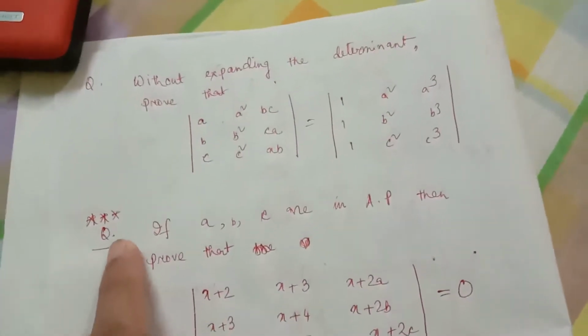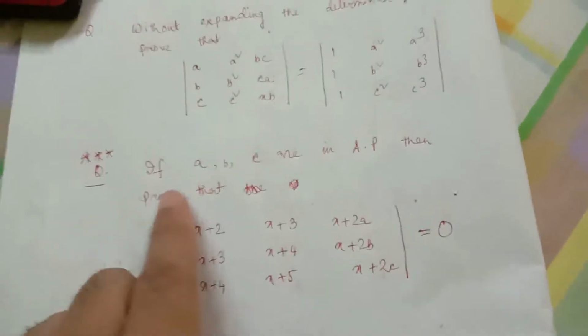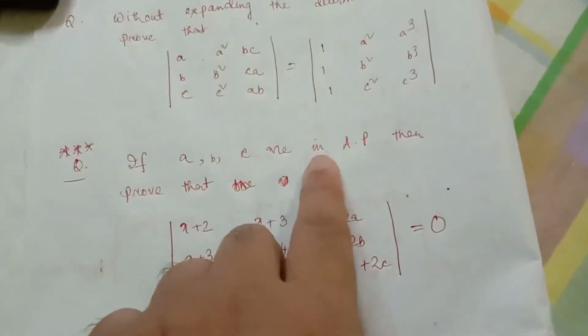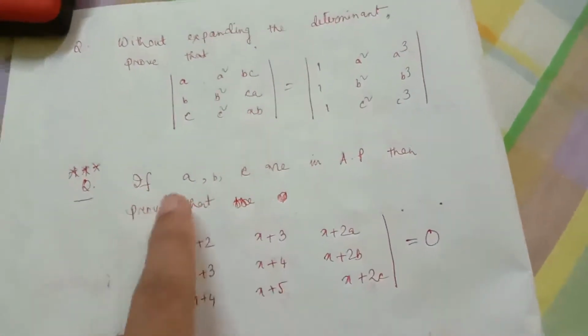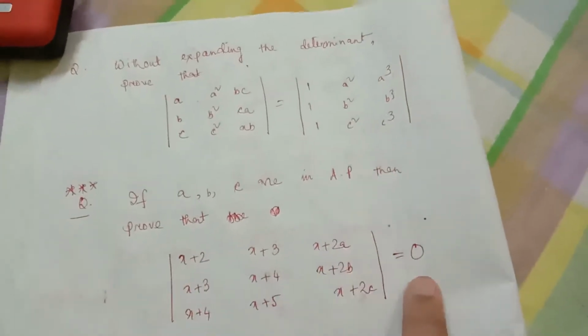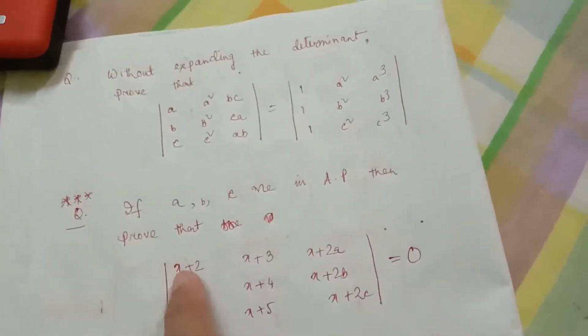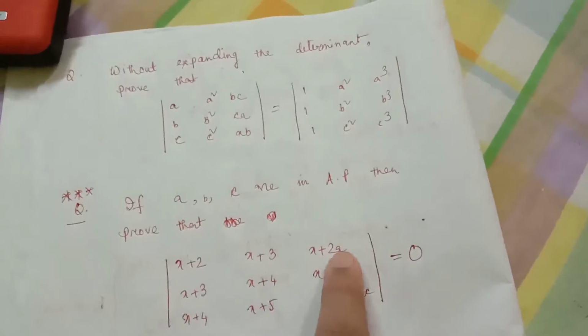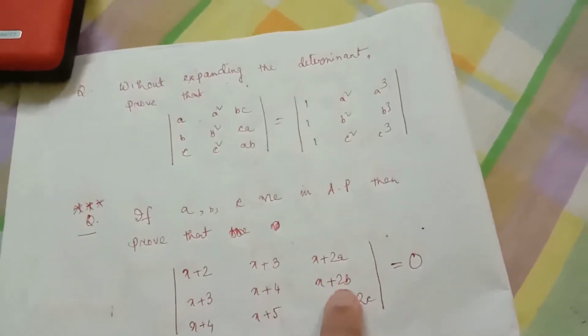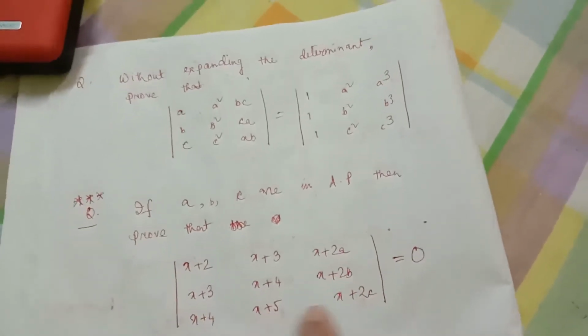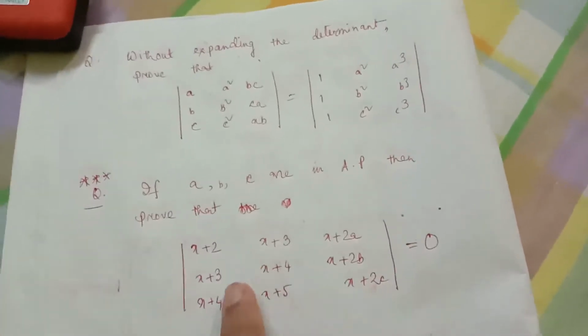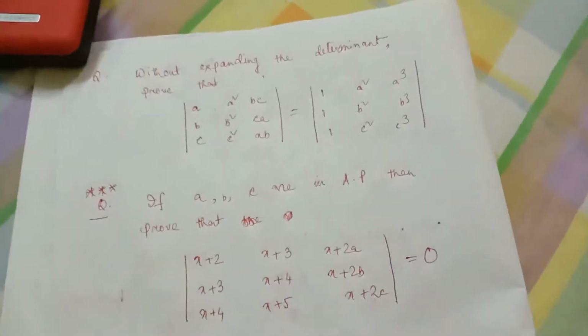Next one is a very, very important question. If A, B, C are in AP, then prove that the value of the determinant is equal to 0. First row, x plus 2, x plus 3, x plus 2a, x plus 3, x plus 4, x plus 2b, x plus 4, x plus 5, x plus 2c. We have to prove the value of this determinant is equal to 0.